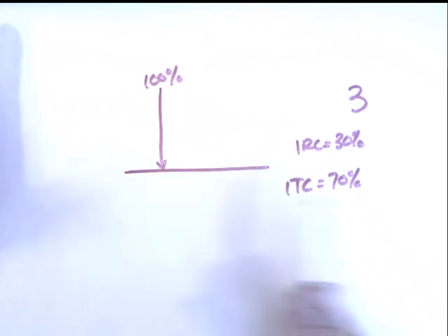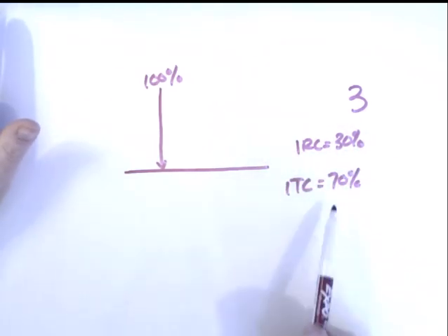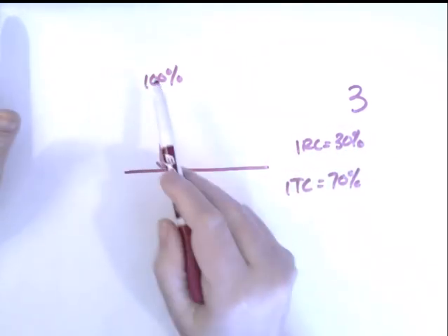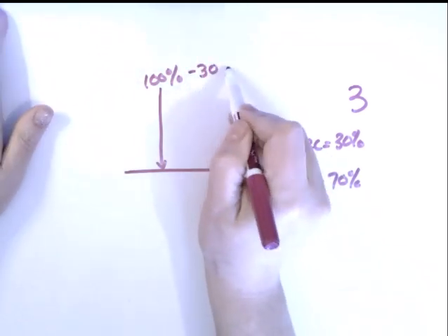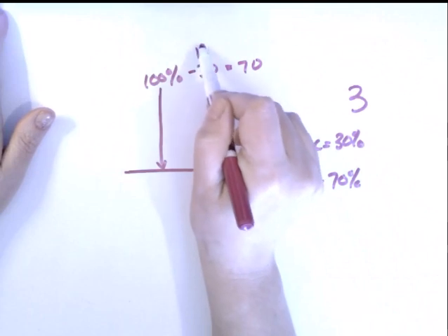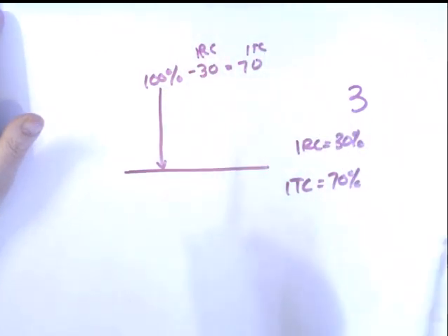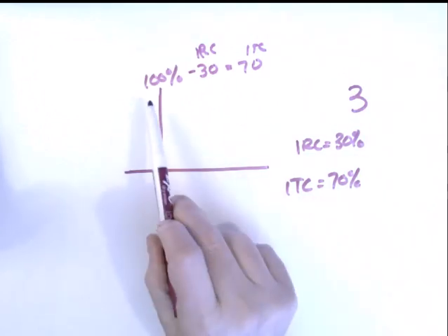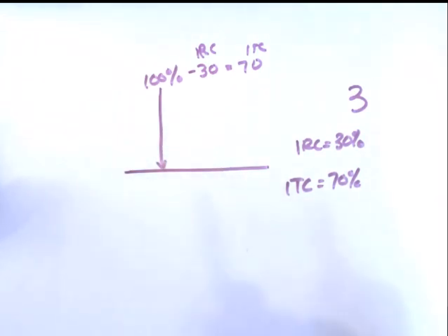So if I said IRC was 30%, you should be able to calculate 70% by taking 100 minus 30, and that equals 70. So IRC and ITC, same idea. If I'd given you the ITC is 70%, you should be able to take 100% minus 70% equals 30% for the IRC. They always have to equal 100.